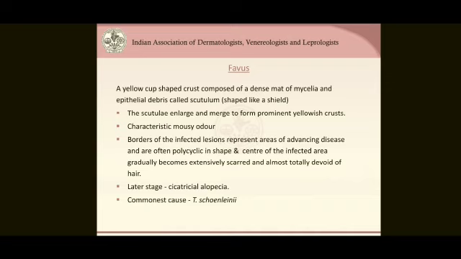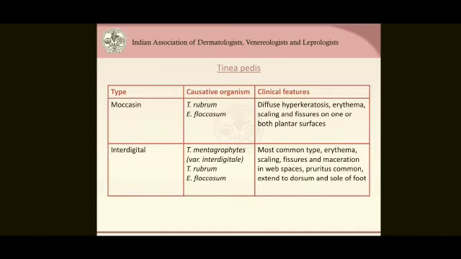Favus. It's a yellow cup-shaped crust composed of a dense mat of mycelia and epithelial debris called scutulum. Scutula enlarge and merge to form a prominent yellowish crust. It is mousy in odor. Borders of the infected lesions represent the area of advancing disease and they are always polycyclic in shape. The center of the infected area gradually becomes scarred and almost devoid of hair. In later stages they progress to cicatricial alopecia. The commonest agent is Trichophyton schoenleinii.